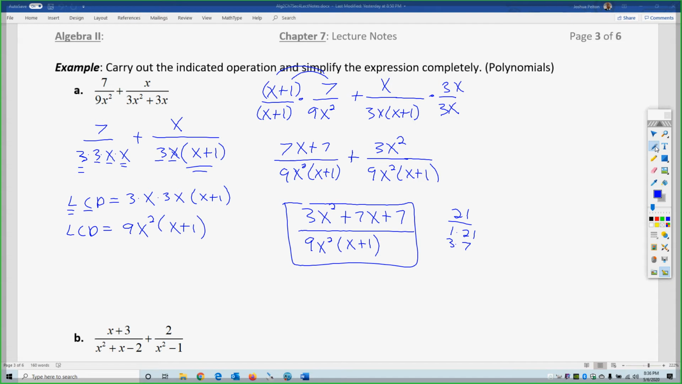Okay. So this is only true where x cannot equal 0 or negative 1. Because again, in this term you can't plug in 0. In this term you can't plug in negative 1 because denominators cannot be 0. Okay. Let's try problem B of the examples.